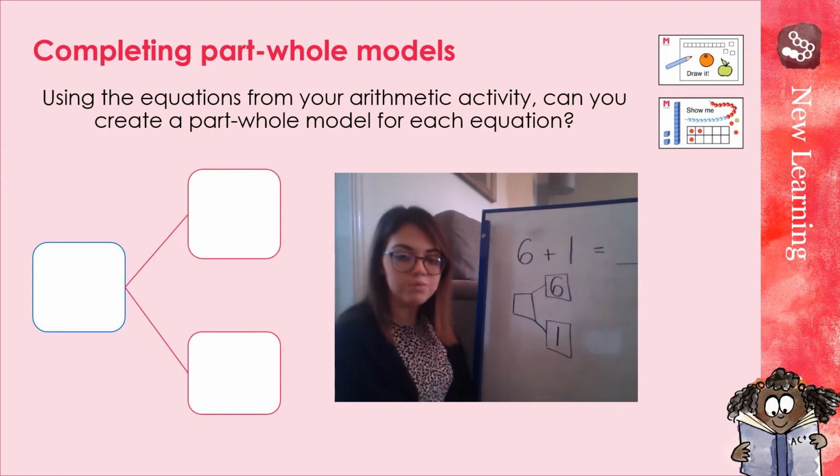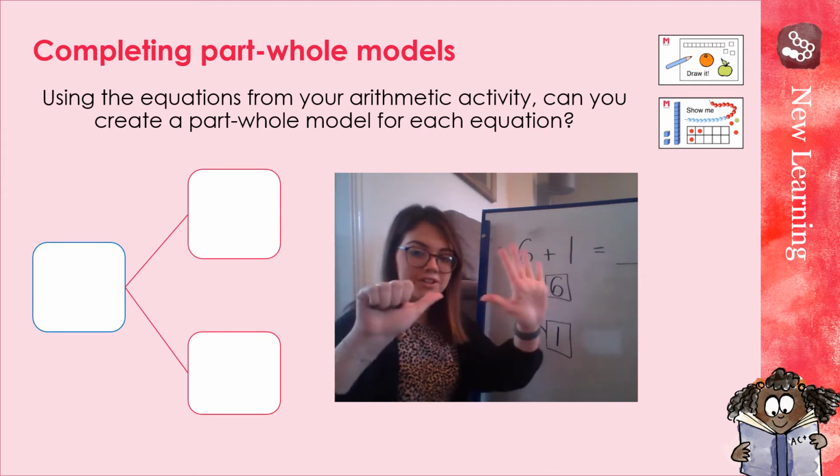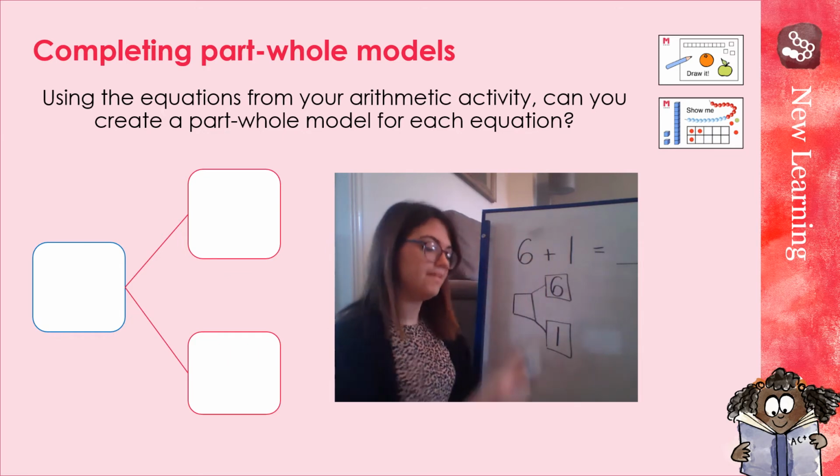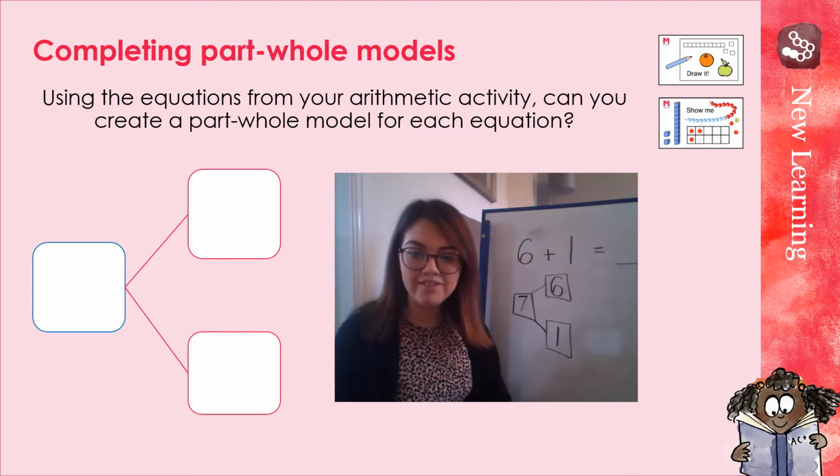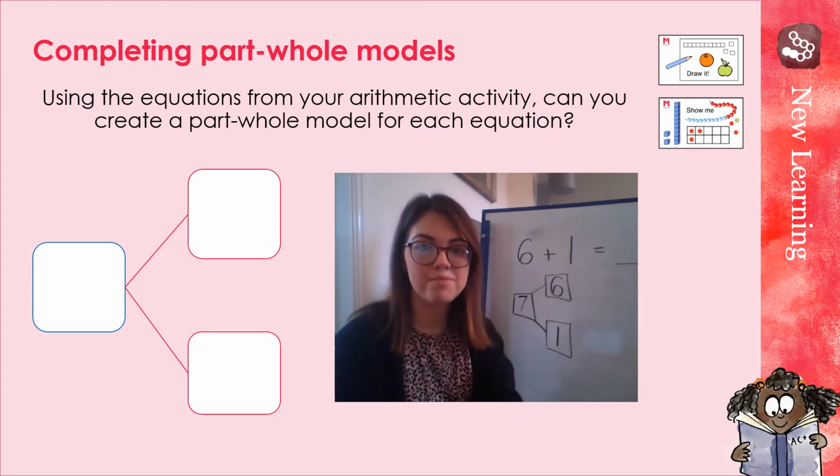6 add 1, add 1 more, gets me to 7. So my whole is 7. Can you have a go at doing your part-whole models for the rest of the equations from your activity?